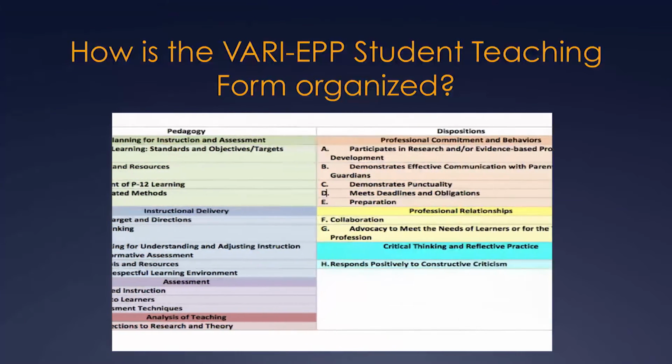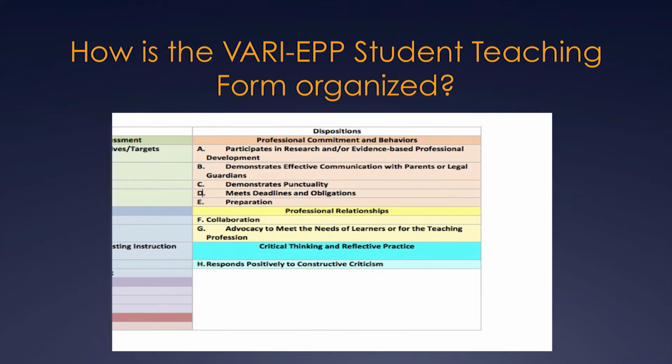The professional dispositions section includes professional actions and behaviors, such as punctuality, collaboration, and response to feedback. This section of the VariEP Student Teaching Form evaluates professional characteristics that are essential for effective teachers.